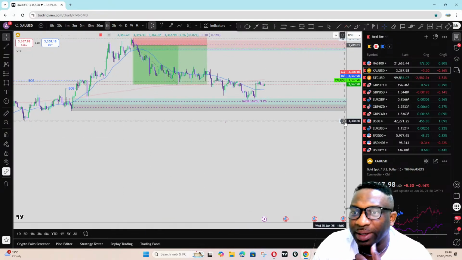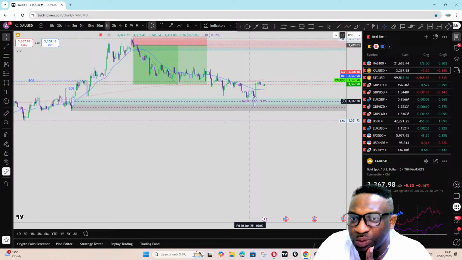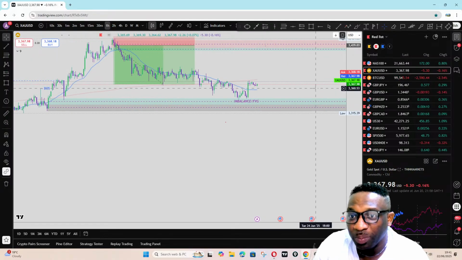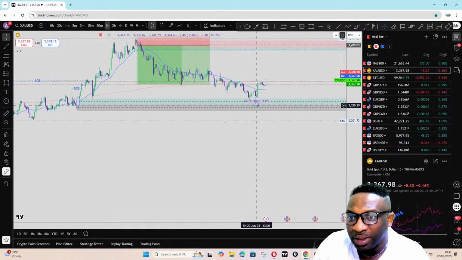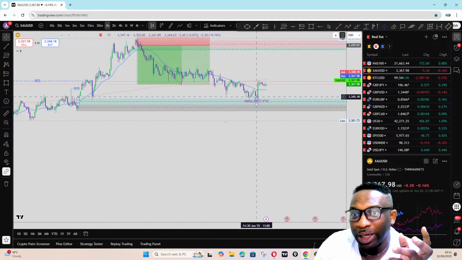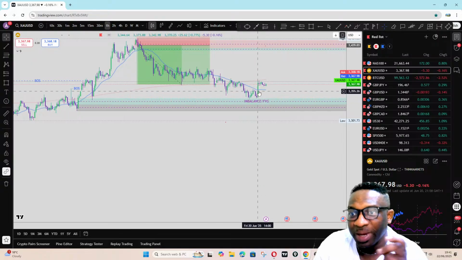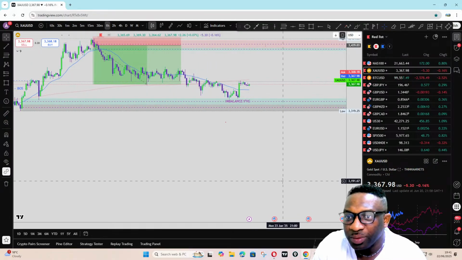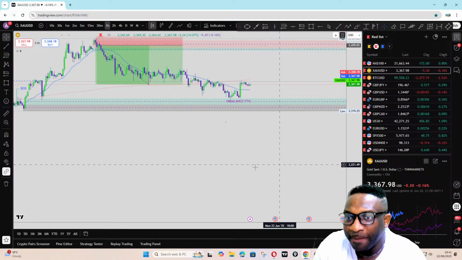So on the 1-hour, we can see how price tapped into the imbalance area, and with this push, big candle pushing up, it tells me how powerful the buyers are. If you look at the number of candles that it has cleared on the left hand side, that tells you a lot about the power of the buyers who came into the market. So we'll see as the market reopens from here.